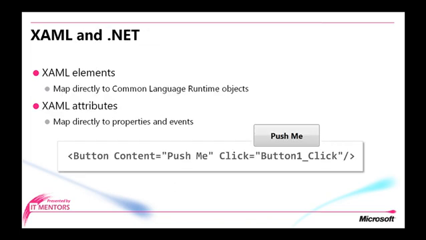Fortunately, anything you can do in XAML, you can do in code. This is because all XAML elements map directly to Common Language Runtime objects, and the attributes of XAML elements map to the properties and events of those objects. So, while it would be somewhat cumbersome to build a WPF application without a trace of XAML, it's certainly possible.